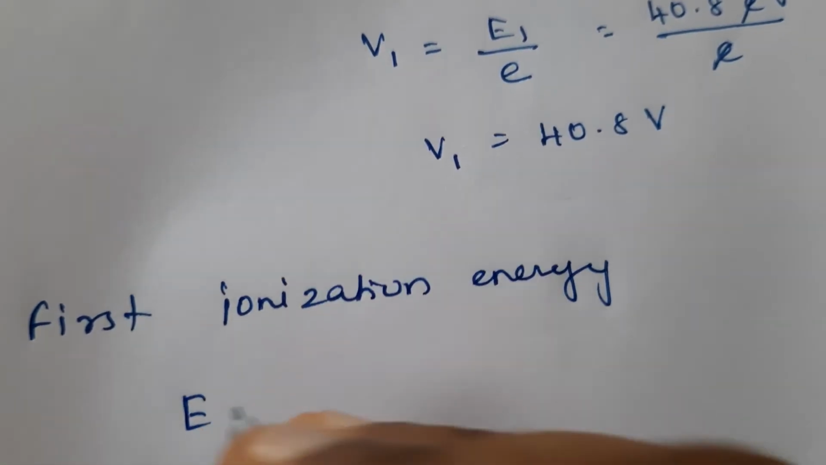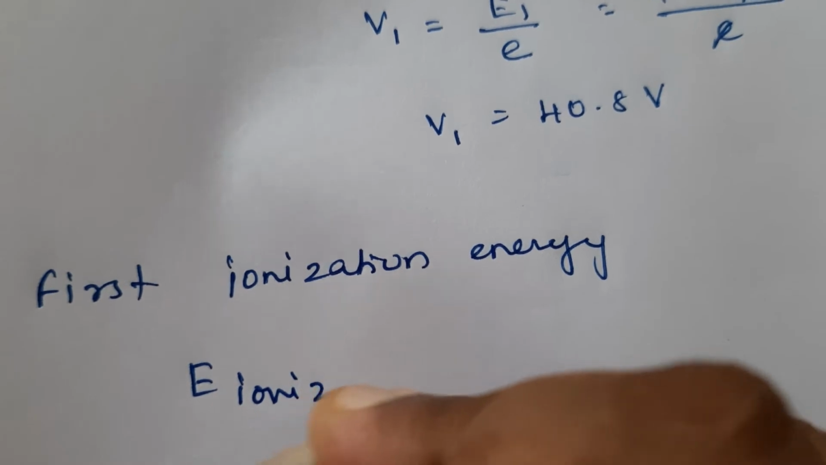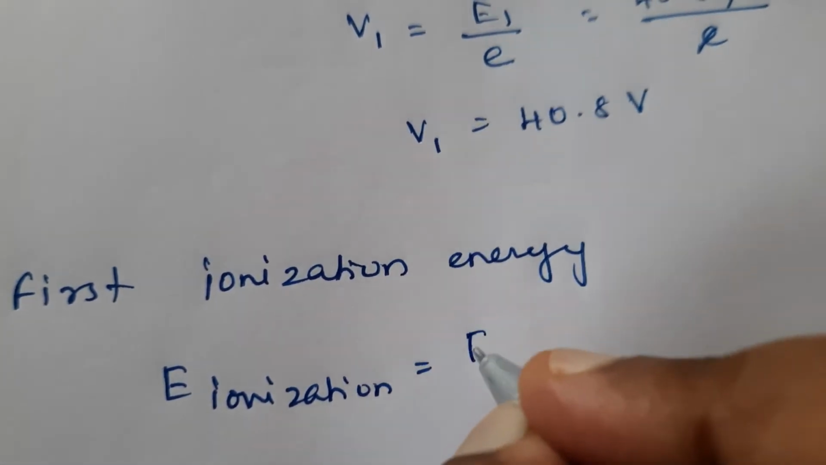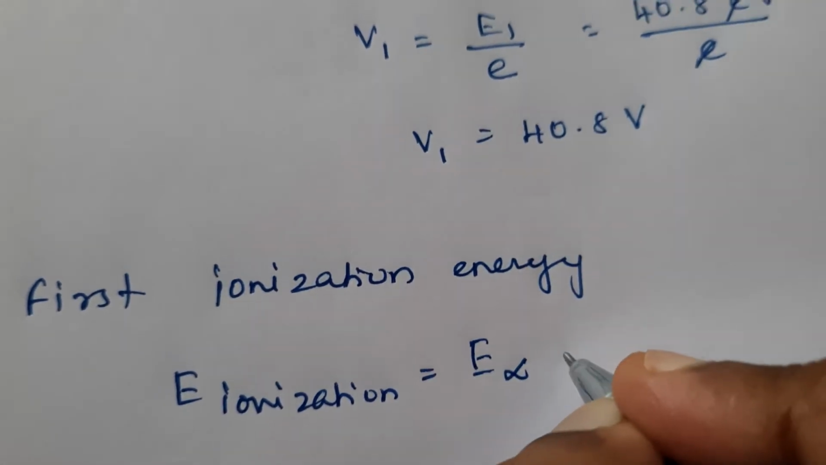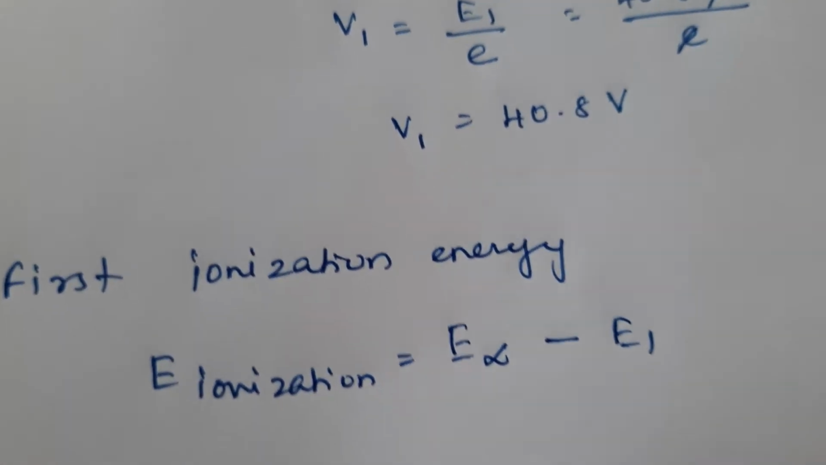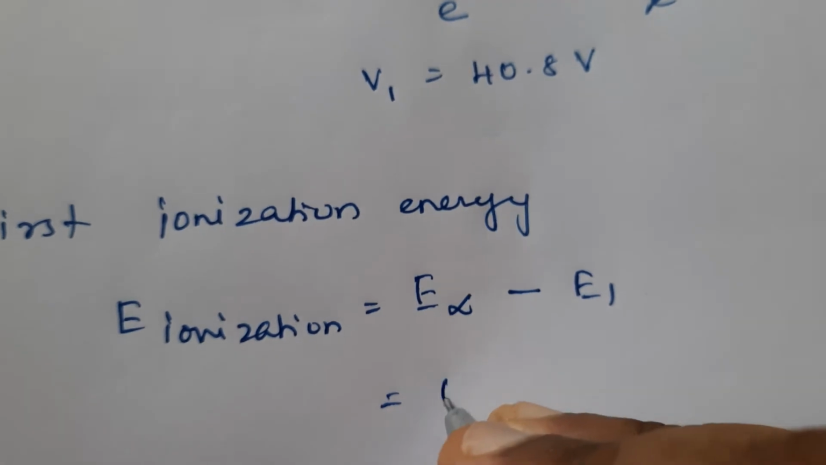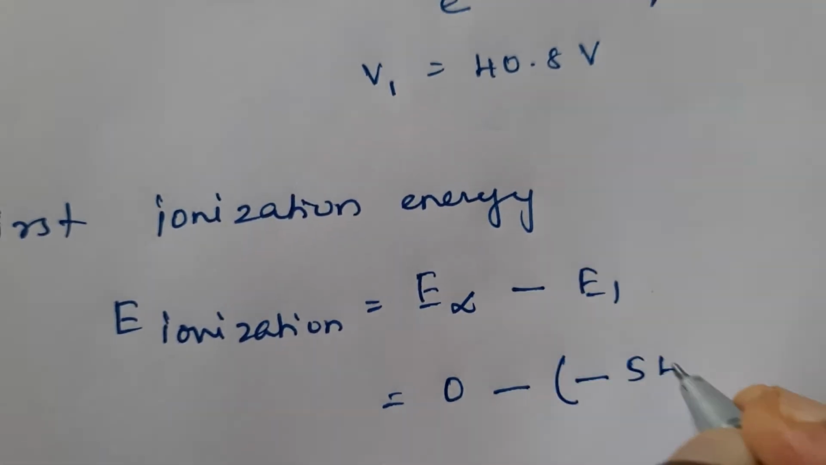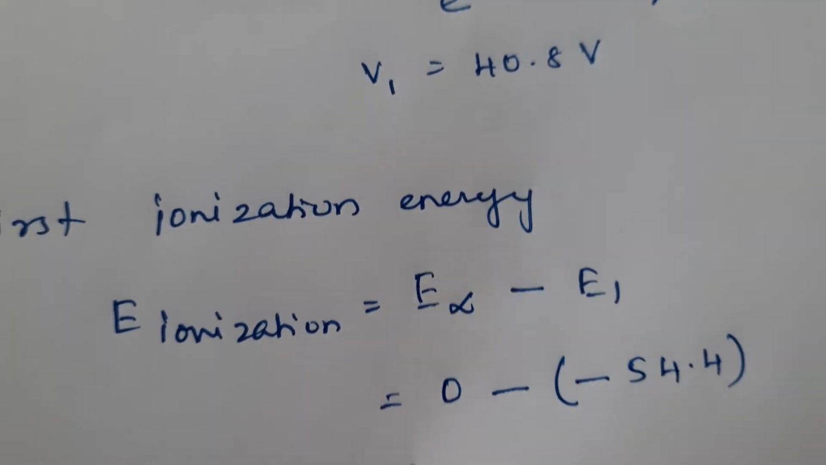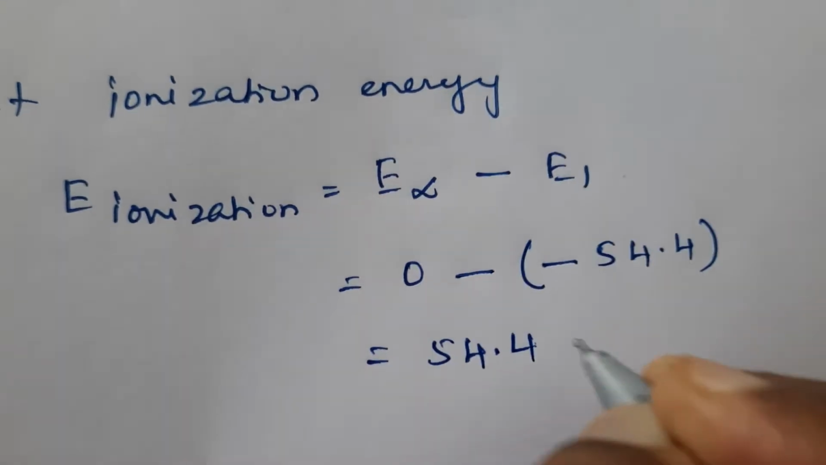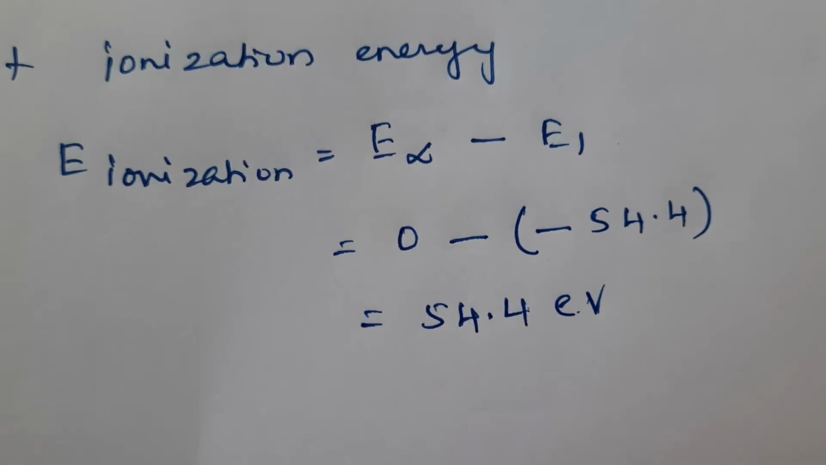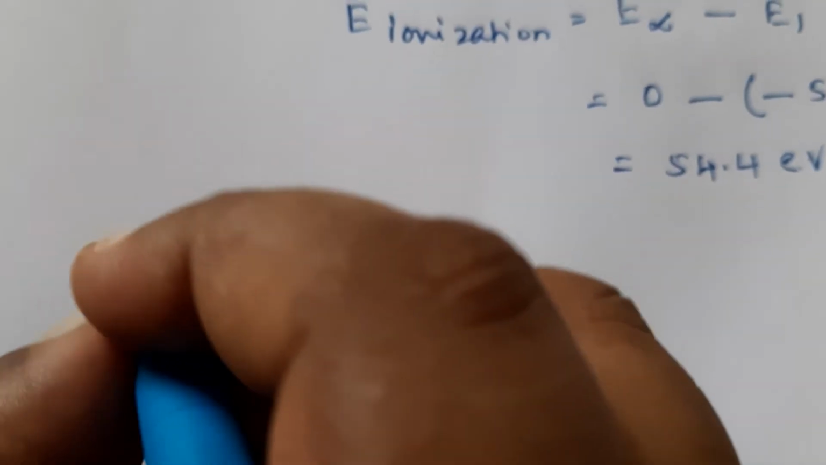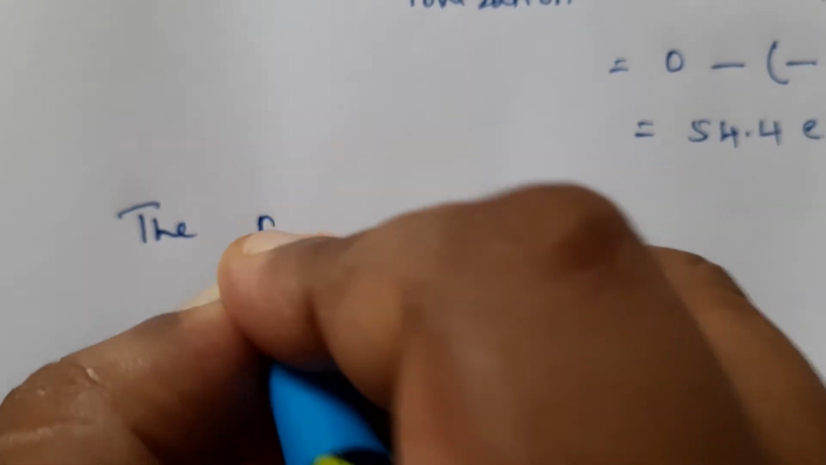That is, E ionization is equal to... how to find out the ionization energy? It is the energy at the infinity level minus the energy at the ground state level. So what is the energy at the infinity level? 0. What is the energy at the ground state level? Minus 54.4. So it is plus 54.4 electron volt.